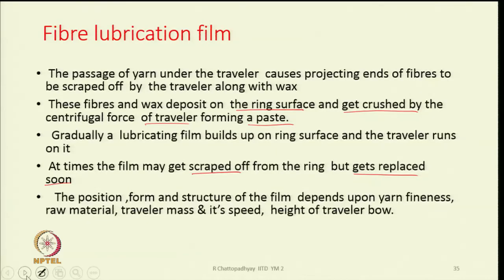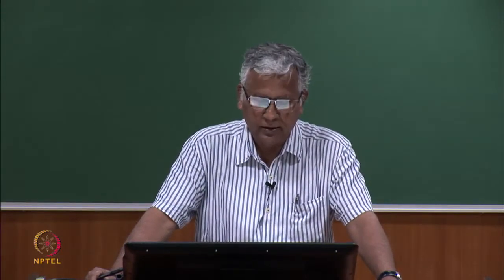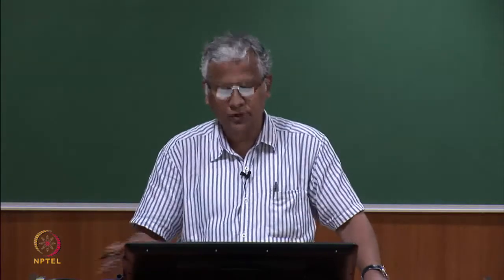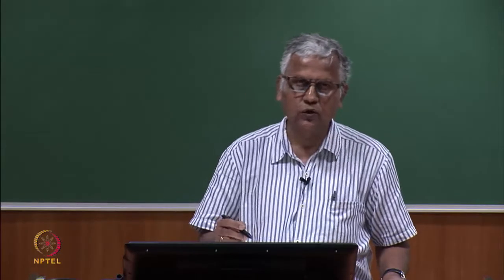The position, form and structure of the film depends upon the yarn fineness, raw material, traveler mass and its speed, height of the traveler bow. So many factors are there on which the nature of the film and the thickness of the film depend: the fineness of the yarn that you are making, the raw material type, whether it is 100% cotton or blended material, the mass of the traveler, and its speed, because these two will affect the centrifugal force which will crush the fragments of fibers and the wax. The height of the traveler bow is also important, that decides what is the level of friction between the yarn and the traveler. So, all this will affect the lubricating film formation.